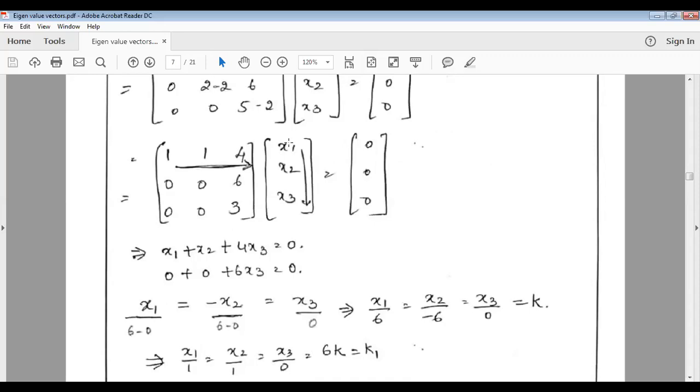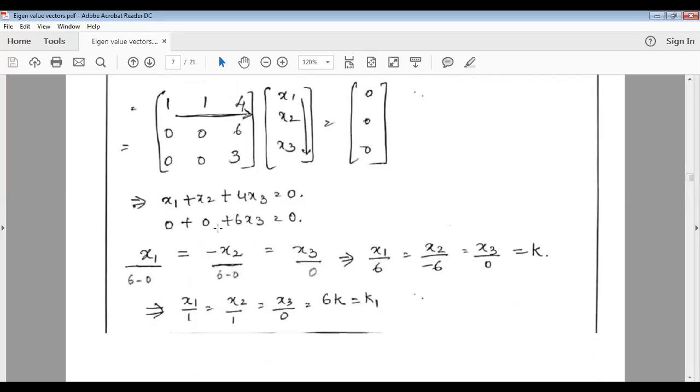And now I can find the equations. So what is going to happen here is x1 into 1 plus x2 into 1 plus x3 into 4 will be equal to 0. So I have written the first equation, x1 plus x2 plus 4x3 equal to 0. And then the second equation is 0x1 plus 0x2 plus 6x3 equal to 0. And the third equation is 0x1 plus 0x2 plus 3x3 equal to 0. But that doesn't make much sense, because in the second equation I already have 6x3 equal to 0. So it doesn't matter if it is 6x3 or 3x3 equal to 0, x3 is just going to be 0. So I have not written the third equation here.